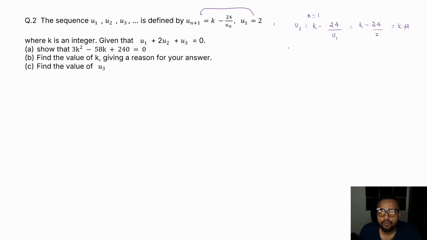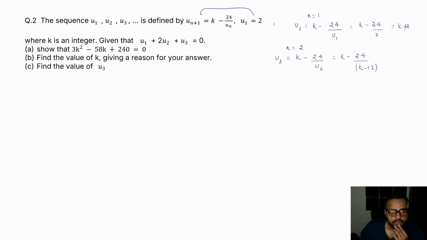Now what we need to do is plug in n equals 2. So what will we be getting? u3 equals k minus 24 upon u2. That will be equal to k minus 24 upon u2, and u2 here is k minus 12.